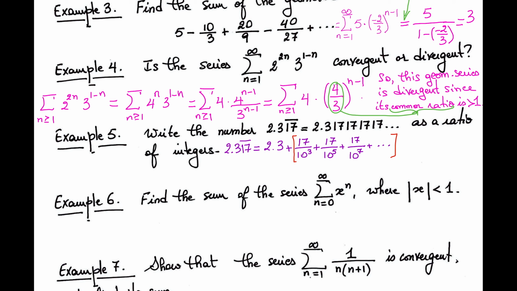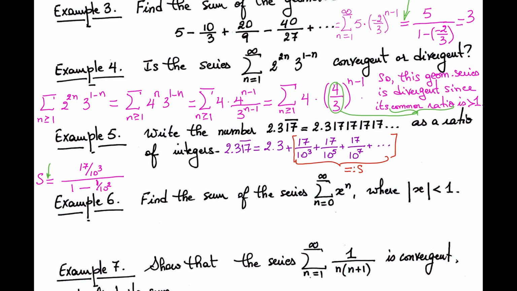So let's call this guy something. How about we call it S? Let's find S. So S is equal to the first term. This is a geometric series, so the S is going to be the first term. And what's the first term? 17 over 10 cubed divided by 1 minus the common ratio, which is 1 over 10 squared, right? This is the common ratio. And let me highlight this.